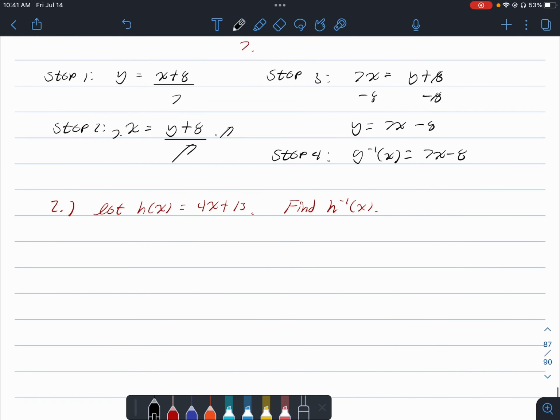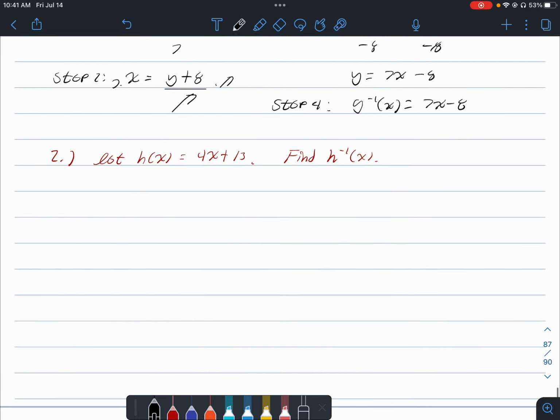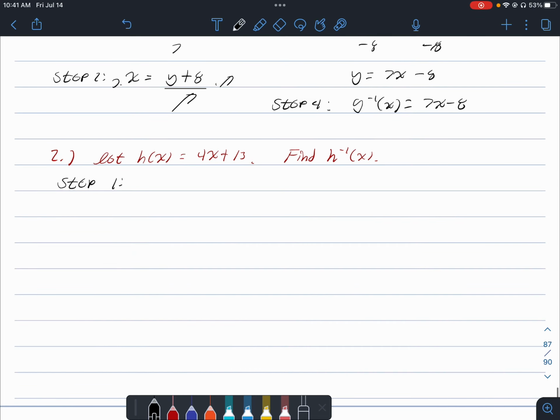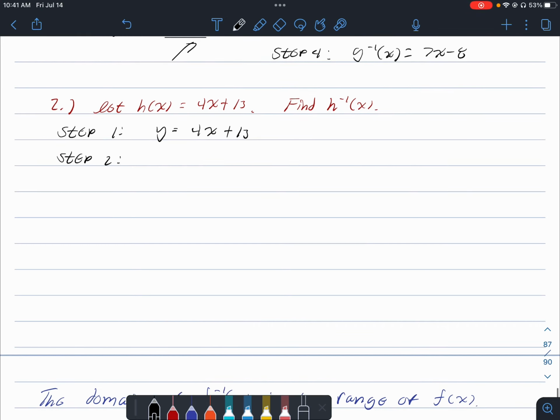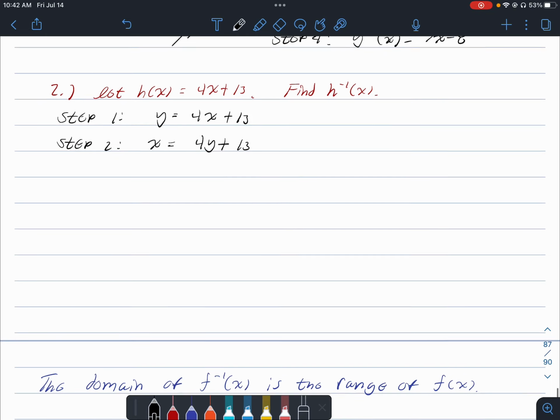Okay, so here, in this next one, we have h of x is equal to 4x plus 13, and we want to find h inverse of x. So let's do that. Step one, anywhere we see h of x, we're going to write y. So we'll have y equals 4x plus 13. Step two, we're going to switch y and x. So we'll have x equals 4y plus 13.